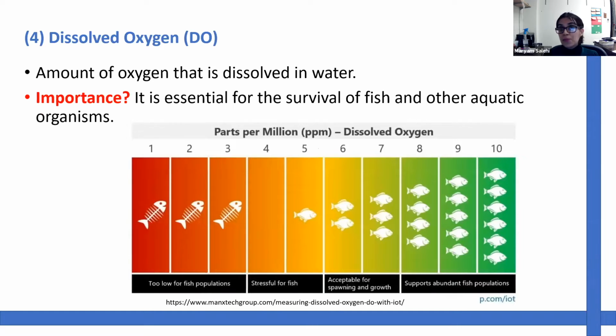The other important parameter for fresh water is the level of dissolved oxygen. That shows the amount of oxygen which is dissolved in the water. You know that for fish and many aquatic organisms, dissolved oxygen is critical. So we need to have an appropriate level of dissolved oxygen in the water. If we have a low level of dissolved oxygen, it will result in mortality for the fish and aquatic organisms.